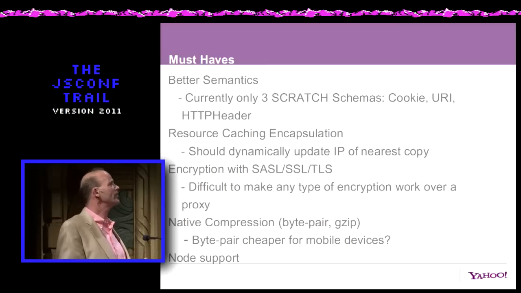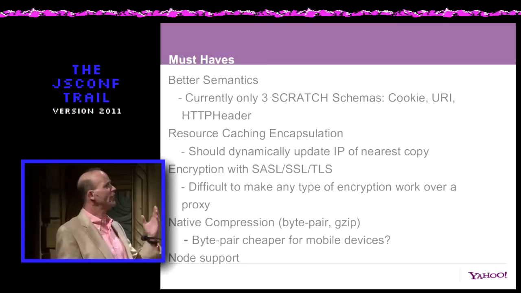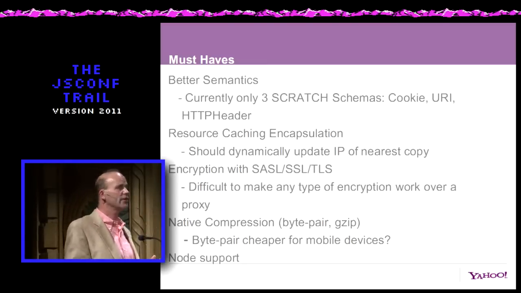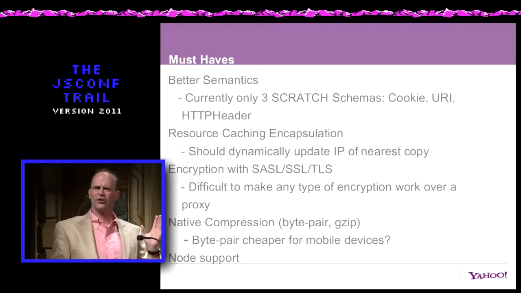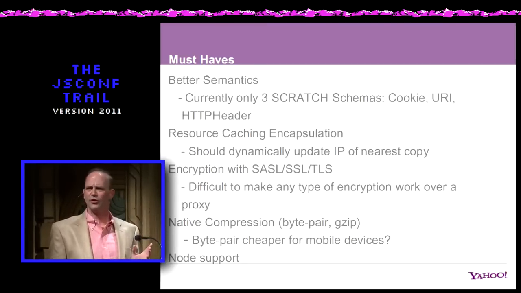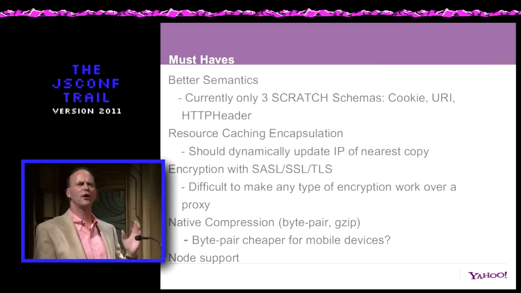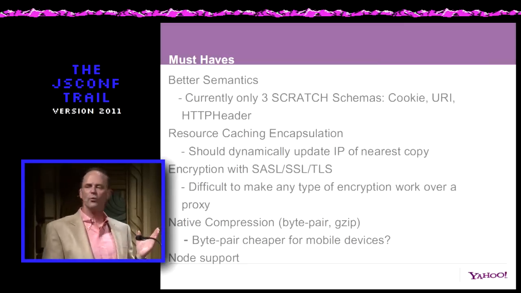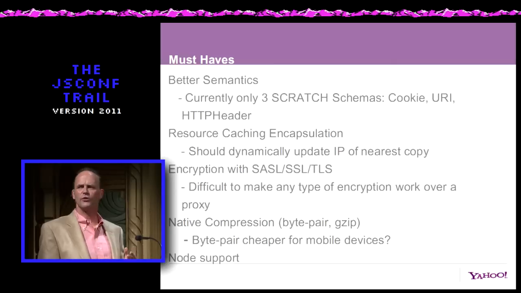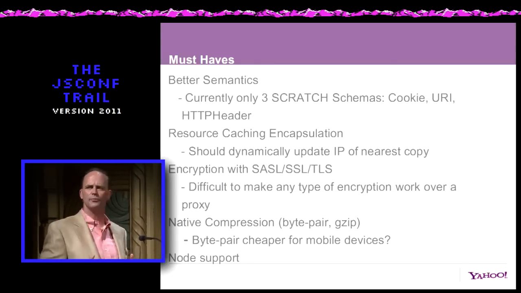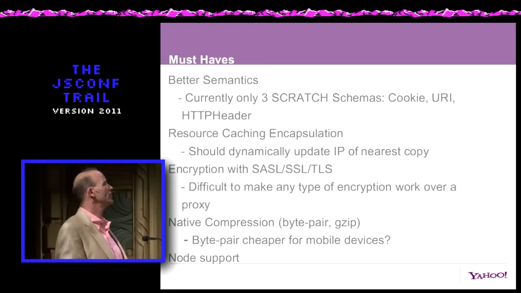Encryption is another thing, obviously, that we want to get at. SASL, SSL, TLS, all these acronyms. Almost impossible to make any of this stuff work over a proxy over UDP. We have simply not solved this problem yet. Don't know that we will. We may have to find a different way to handle security, but we want security to be a first-class object in our system, as distinct from privacy, which is also a first-class object in our system.